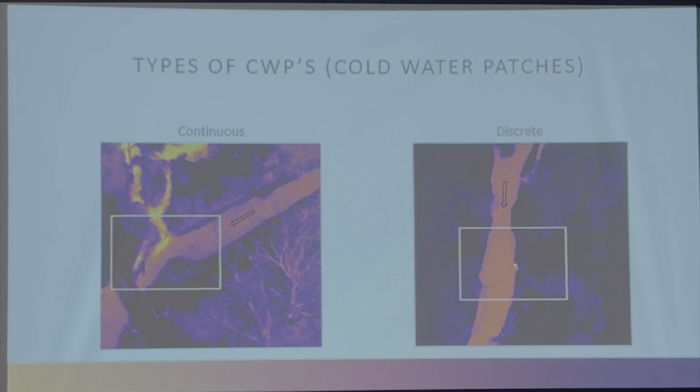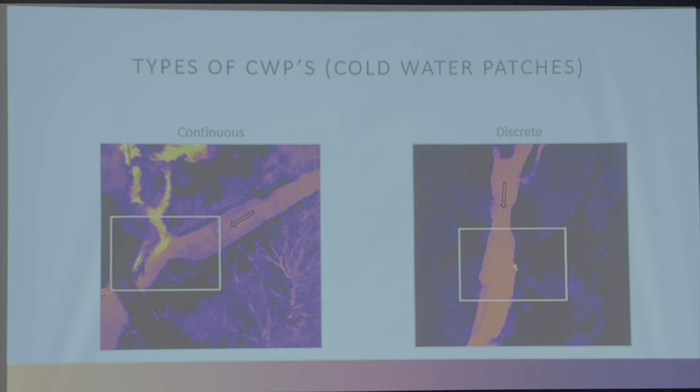Now, primarily what we've been finding, and what other studies have found in the West, is that there are 2 different kinds of cold water patches. There's one that comes from a tributary, so you have tributary influence. This is considered continuous. It's continuous because it enters the stream and you can see the thermal cushion extends downstream quite a ways. So this area here provides quite a bit of potential refuge habitat for fish that could utilize it.